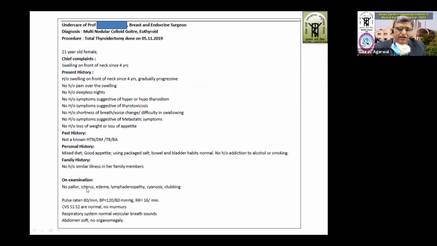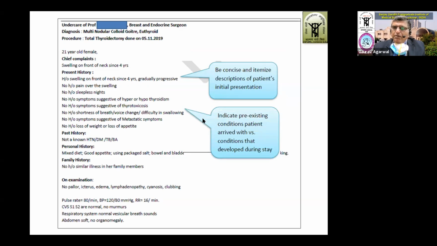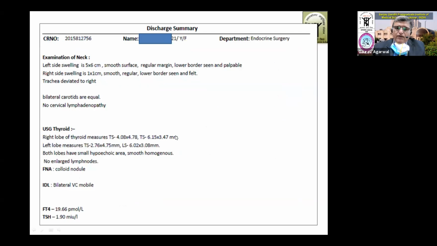History, past history, family, personal, examination findings, anything which is relevant to the case. It is important to be concise, and it is best to itemize the description of the patient's initial presentation rather than being descriptive. A descriptive narration is difficult to comprehend for people who would use this later on. You must indicate the pre-existing conditions the patient arrived with versus the conditions that developed during the stay. And these are important because this would be a documentation of the progress the patient made during the hospital visit or during the treatment in the hospital.